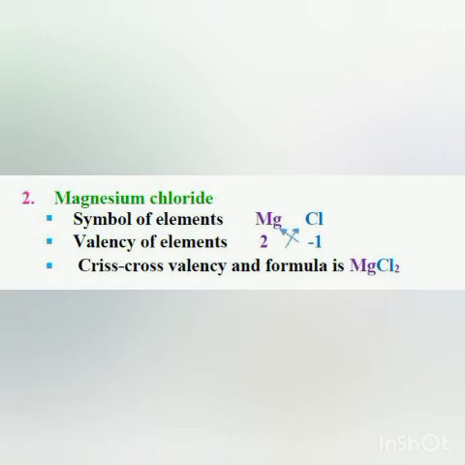So when the valencies are crisscrossed, we will get the formula. How are the valencies crisscrossed? The valency of magnesium is 2 and the valency of chlorine is 1. So now the valency of chlorine will go to magnesium, and it will become Mg1, and the valency of magnesium, that is 2 plus, will go to chlorine and it will become Cl2. So we will get Mg1Cl2, and 1 we don't consider, so we will get MgCl2. So the formula of magnesium chloride is MgCl2.